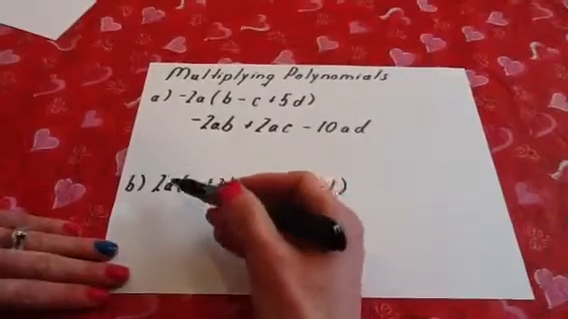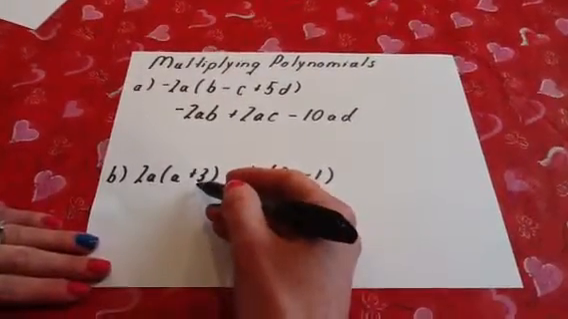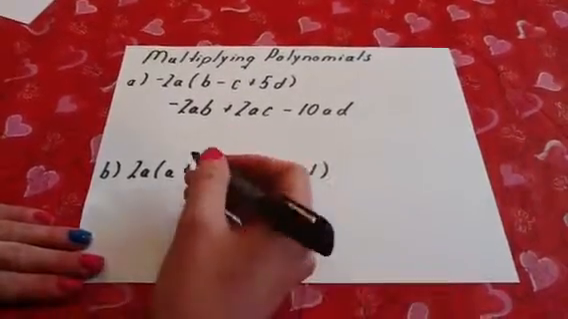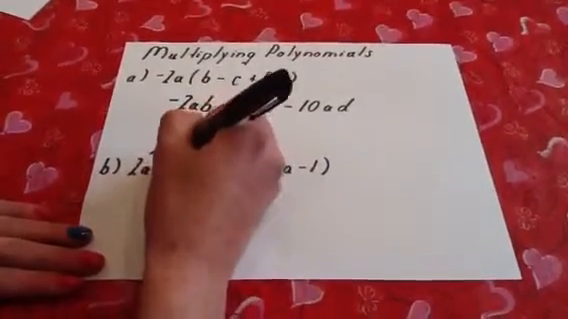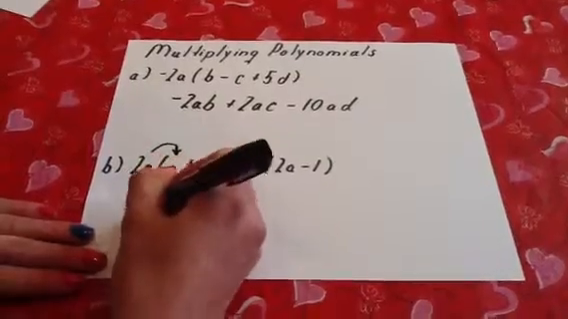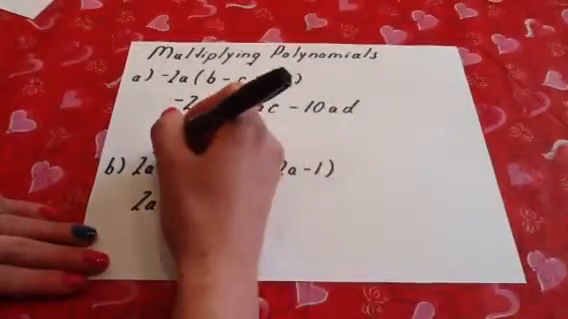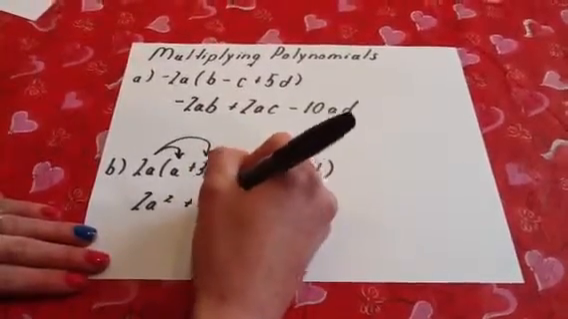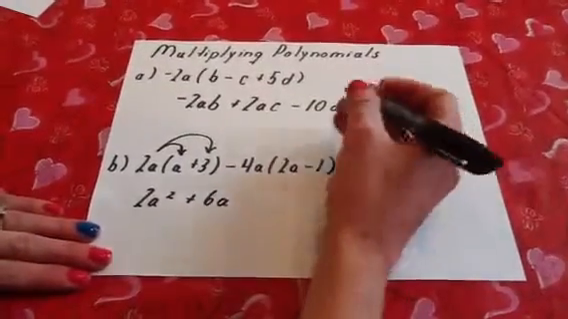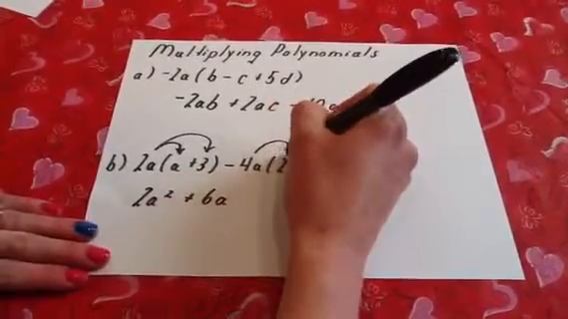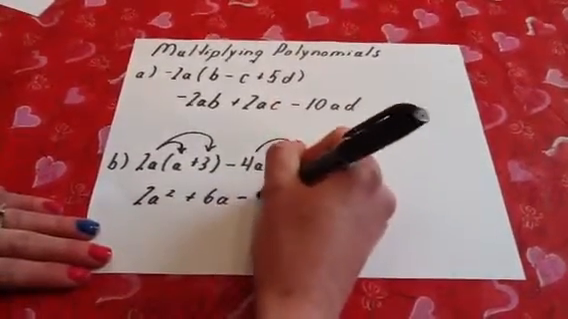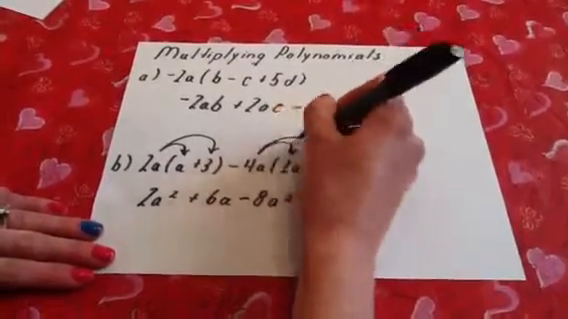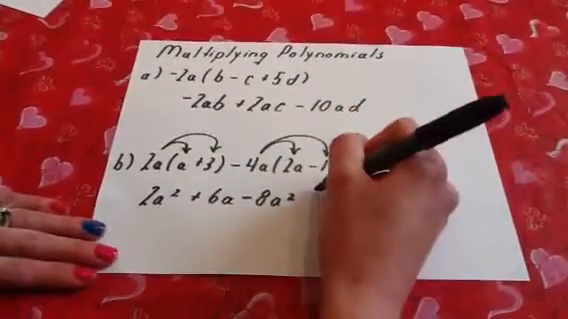Okay, the second one here we have two things going on. We have a monomial by a binomial, and then another monomial by another binomial. So same thing, we'll distribute. So we'll go 2a times a becomes 2a squared. 2a times 3 becomes a plus 6a. And then we go negative 4a times 2a is negative 8a squared.